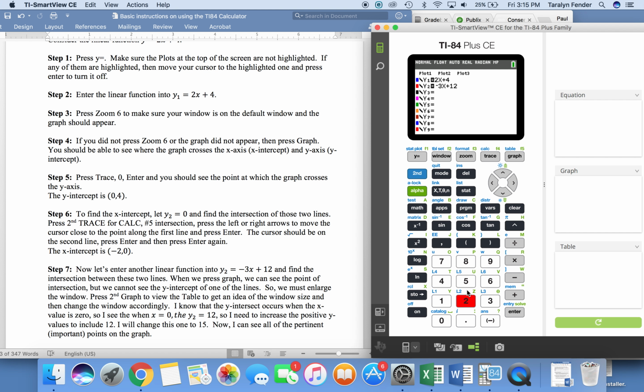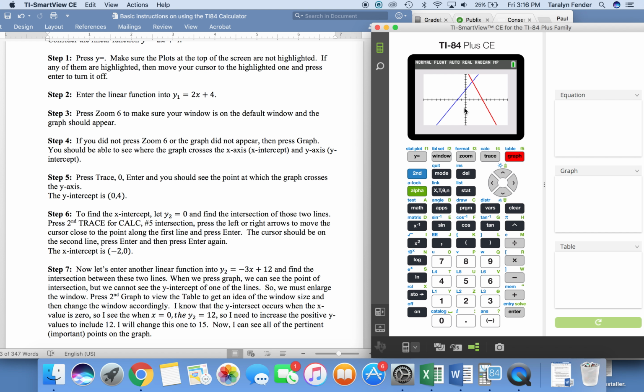And we want to find the intersection between these two lines. So we're going to press graph to see if our window is okay. If the window is okay, then we will see both x-intercepts, both y-intercepts, and the point of intersection. I see both x-intercepts, but only one y-intercept and the point of intersection. So then I need to adjust my window.